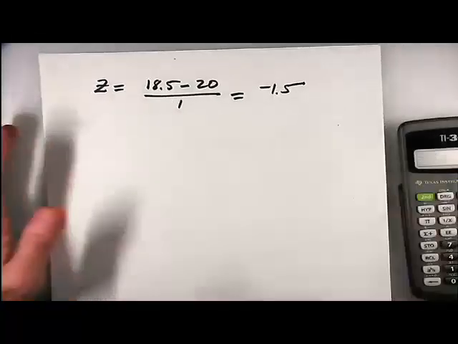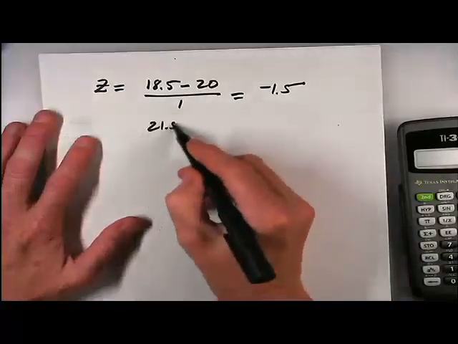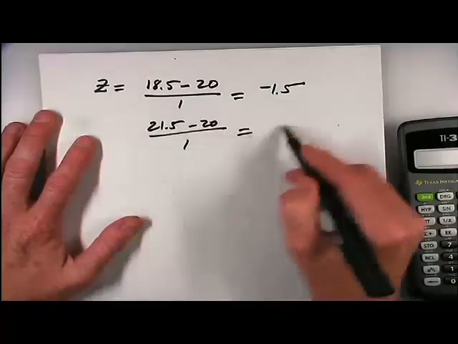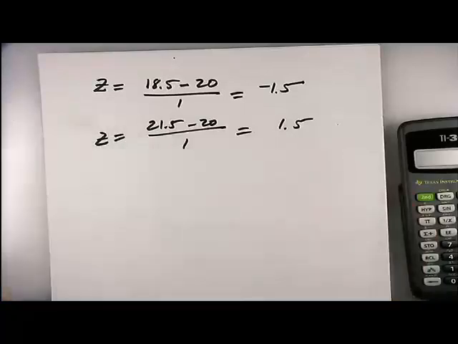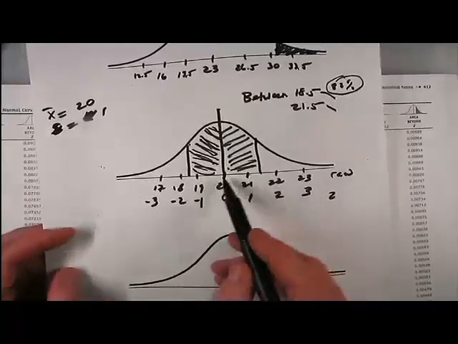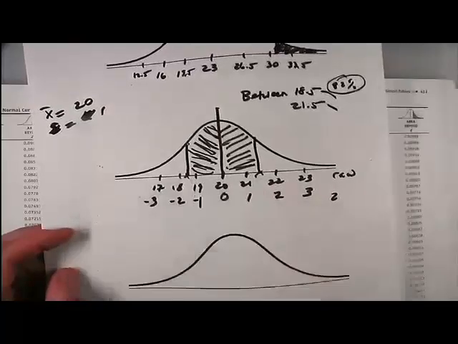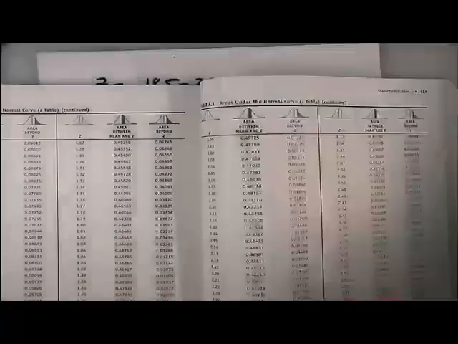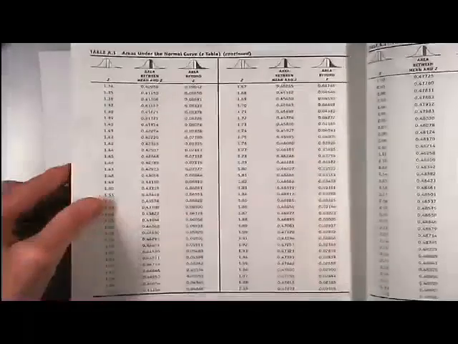And then the other way, 21.5 equals positive 1.5. So now, in both cases, actually, I'm looking for the area between the mean and z. Because here's my mean, and there's my z-score that I'm using as the cutoff for what I'm including. So we want to look in the chart, and we want to find if I have a z of 1.5, what is that percent?